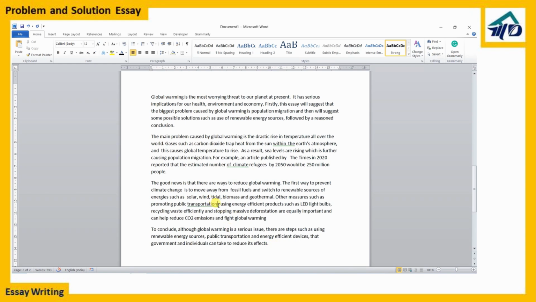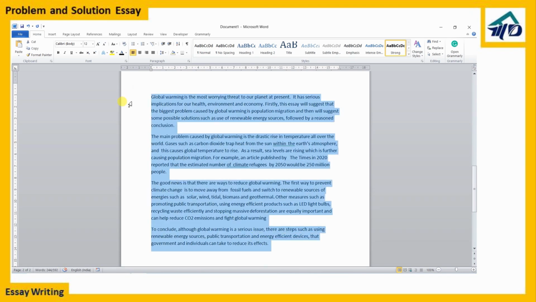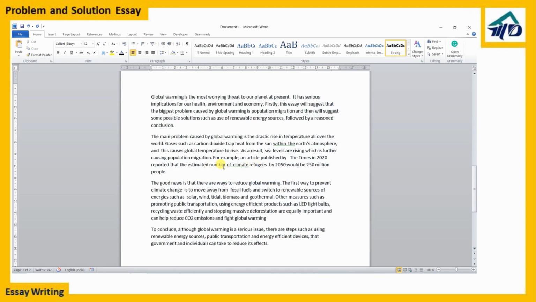So how many words have I got now? I think more than 200. Yes, 244. The thing is, I have written an example here. I should not delete it because this example is good. Okay, so I should not delete it.